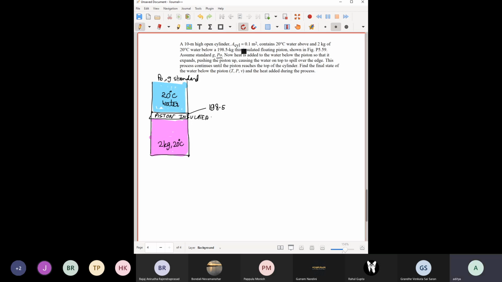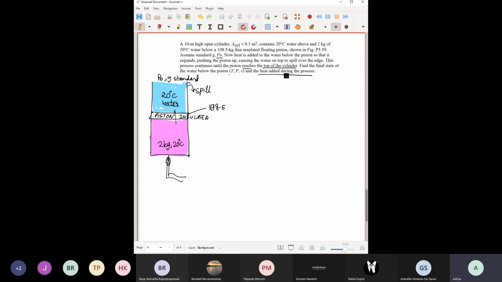What's going on is you are heating this, and because of the expansion the piston is pushed upwards and water starts to spill. The process continues until the piston reaches the top of the cylinder. Find the final state of the water below the piston and the heat added during the process. Okay, this is the question in its entirety.